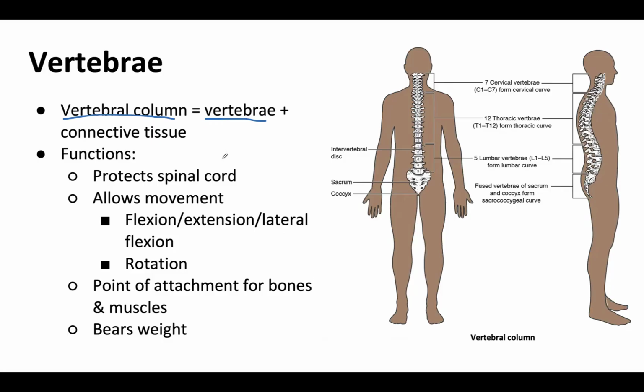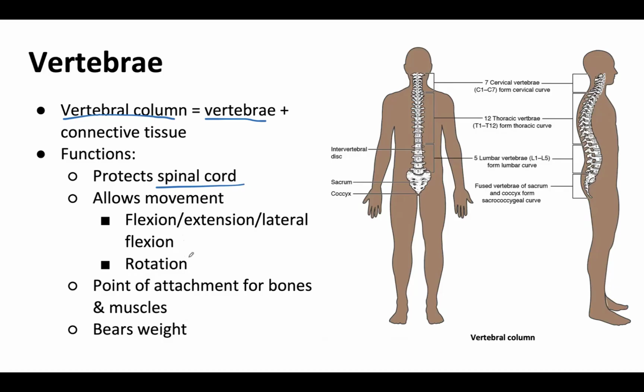And the bones of the vertebral column have many functions. Probably the most intuitive one is that the vertebral column protects the spinal cord and the associated structures of the spinal cord, so that's fully protected within this vertebral column. Most of the vertebral column is movable. So in the cervical through the lumbar regions, we're able to flex and we're able to extend as well as laterally flex or bend the vertebrae. And rotation is allowed as well to a certain extent.